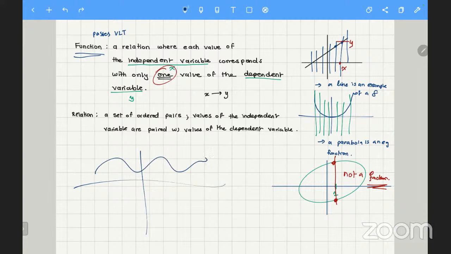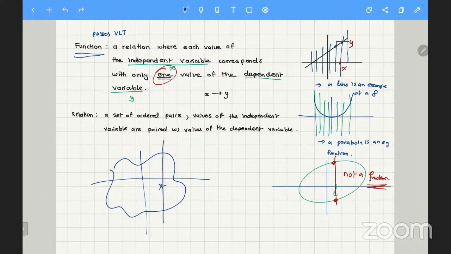Is this a function? Yes, teacher. Wait, no, I was trying to not make it a function. So you would have been wrong. Is this a function? No, teacher. Actually, it is a function. No, for every x value, let's say x is equal to 2, we have two y values. More than one y value, so it's not a function.